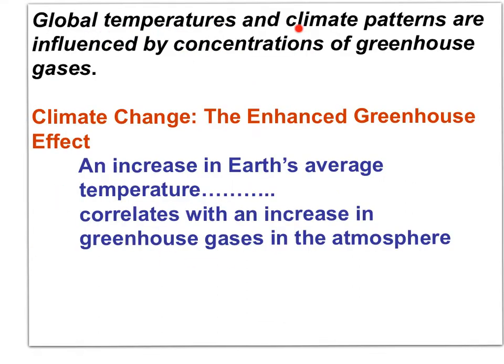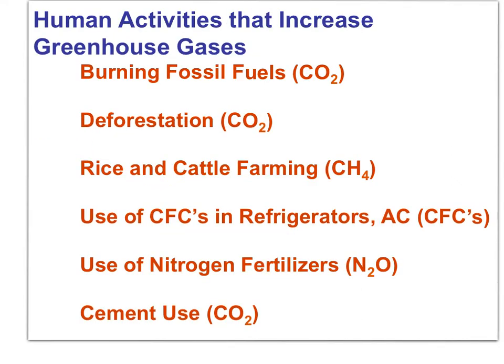Global temperatures and climate patterns are influenced by concentrations of greenhouse gases, and climate change is just an enhanced greenhouse effect. It's an increase in the Earth's average temperature that's correlated with an increase in greenhouse gases in the atmosphere. Human activities are increasing the greenhouse gases in the atmosphere, and those activities are burning fossil fuels, deforestation, rice and cattle farming, use of chlorofluorocarbons in refrigerators.